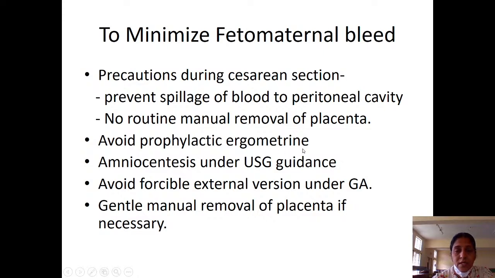Avoid the prophylactic ergometrine used for postpartum hemorrhage. Avoid this ergometrine either during cesarean or normal delivery, because ergometrine increases fetomaternal bleed.